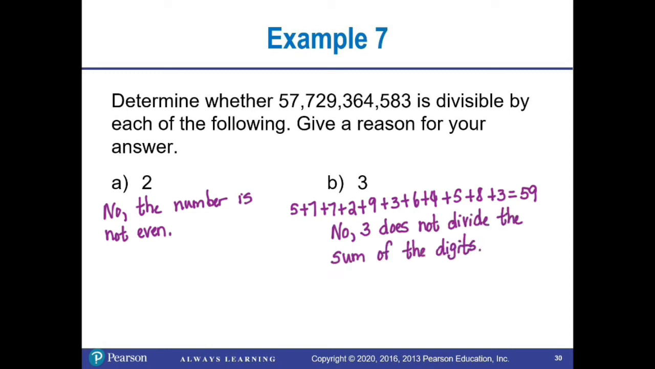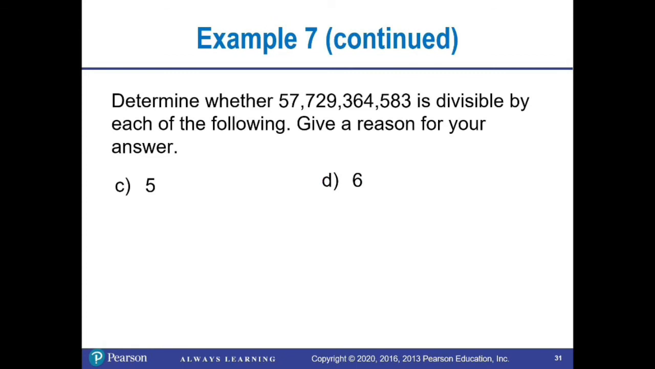In a show work question, you would also need to show your work where you added the digits together to get 59, and then you would need to write your reason that 3 does not divide the sum of the digits. So part C, does 5 divide the number? Well, the answer is no, because the number does not end in 5 or 0.